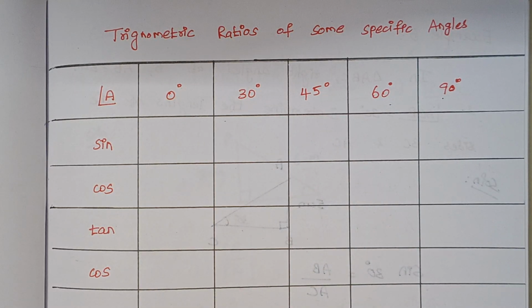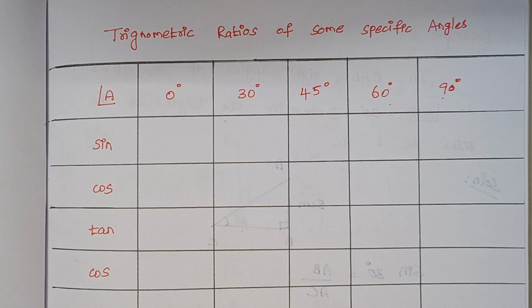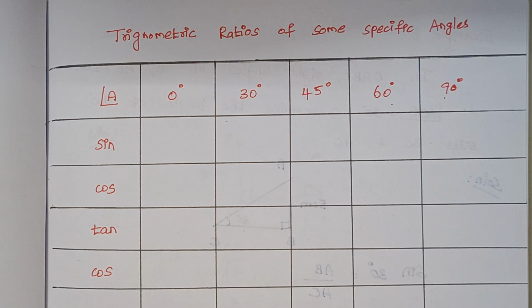So the basic thing in solving problems is you should know the values of specific angles perfectly. Once you know the values, then it will be very easy for you to solve the problem, right? So this is the basic thing. The first thing is I'll tell you some tricks to remember these values, right?